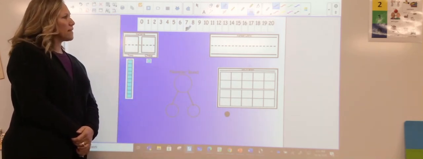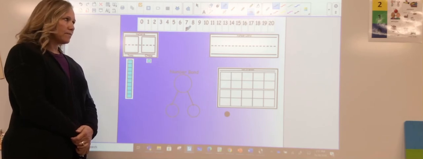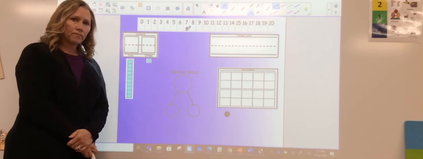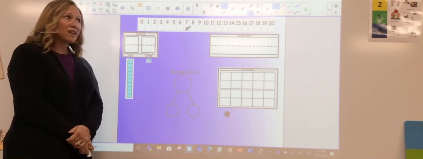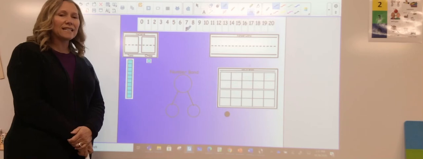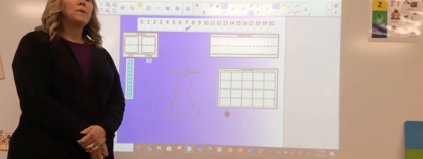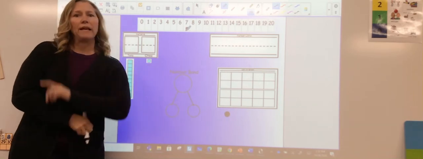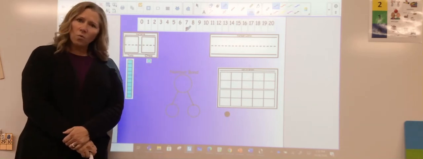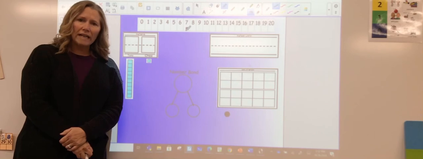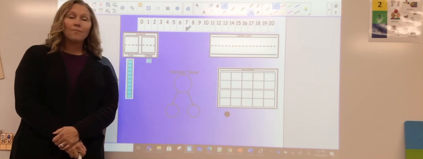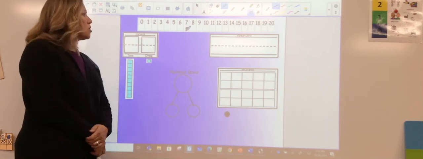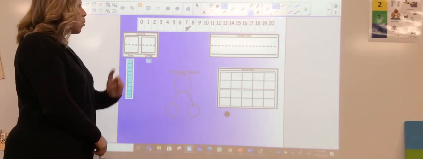So let's look at that. Is 7 a lonely number or a number pair? That's right, friends. It is a lonely number because it doesn't have a partner. And all lonely numbers go in the tens place. No? Why not? Oh, yeah. Thanks for reminding me. It doesn't have a partner. So all lonely numbers go in the ones place.